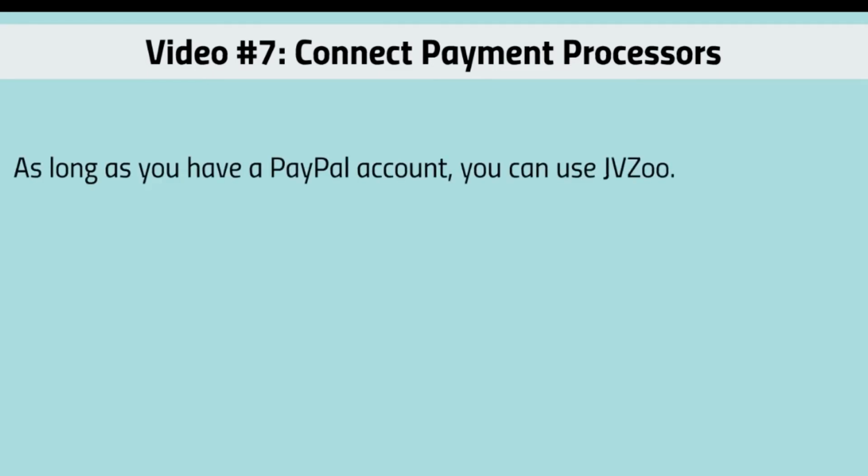Hello and welcome to video number 7, which is connecting your payment processors. Now, as long as you have a PayPal account, you can use JVZoo. With the PayPal account, you can do a number of things, such as when the payments come in, if you have a partner, you can split that payment between you and your partner. And if a refund happens, the money will be pulled out.